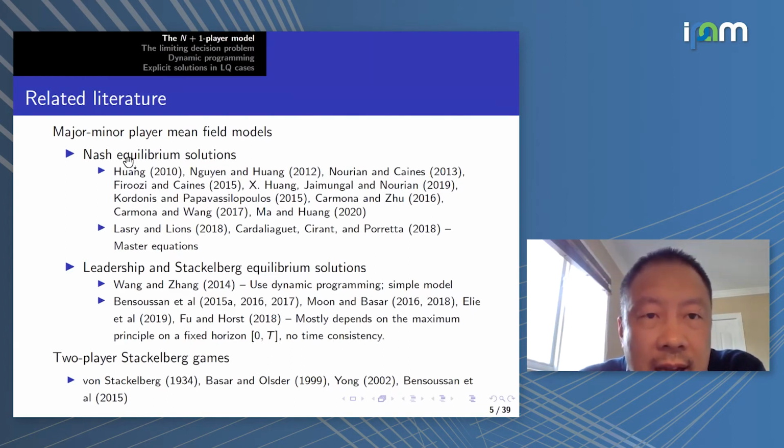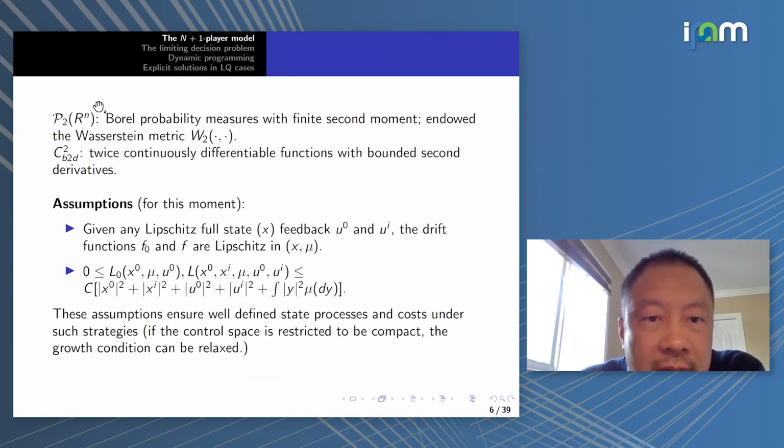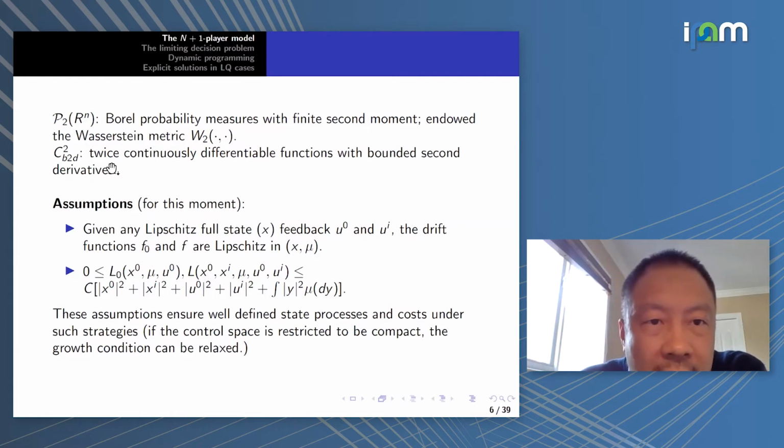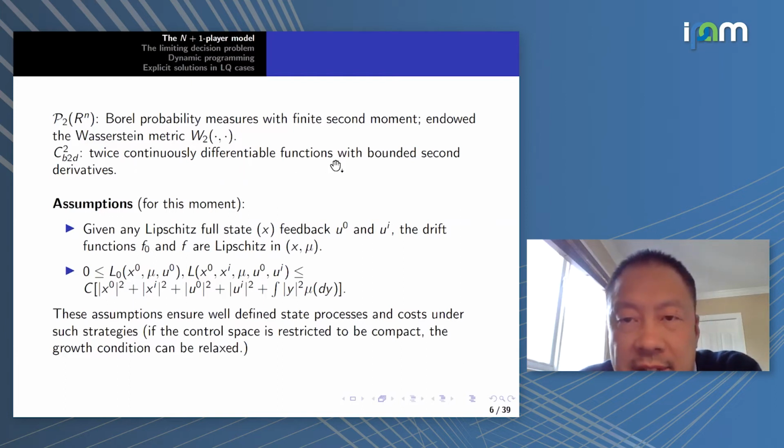Given the major-minor player model, let me give a little bit of notation. This is the set of probability measures with finite second moment. It has been used a lot by other speakers. We install the Wasserstein metric in this space. And also here we denote the set of functions that are twice continuously differentiable with bounded second derivatives.